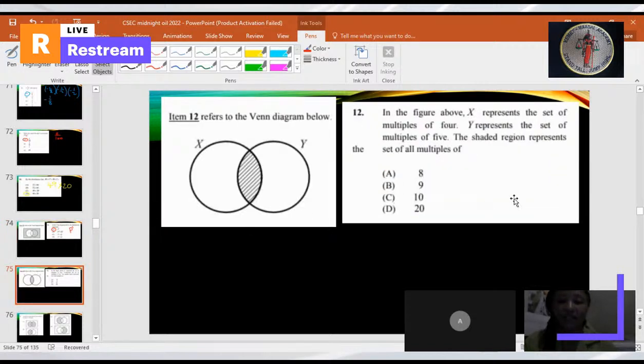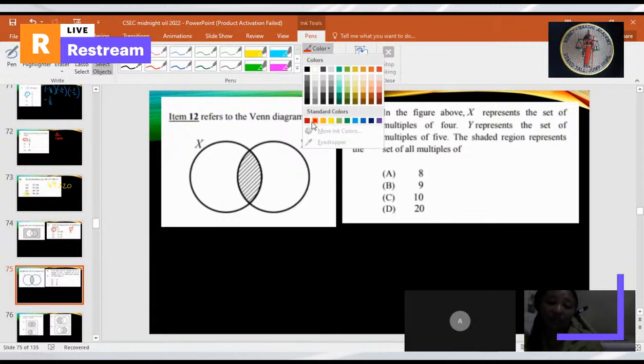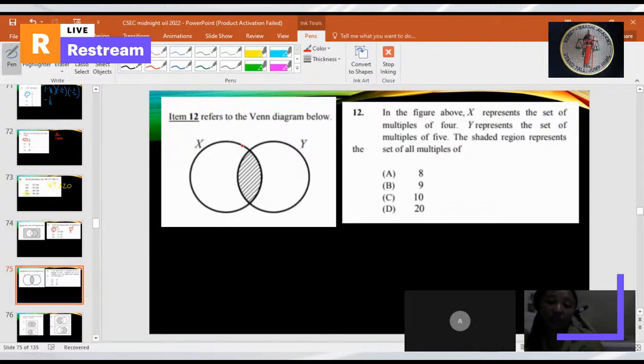Number 12, in the figure above, X represents the set of multiples of 4, and Y represents the set of multiples of 5. The shaded region represents the set of all multiples of what? All right, so where are the multiples of 4 cross the multiples of 5? Well, those would be numbers that 20 can go into, because 4 times 5 is 20. So whatever is in this region, where the numbers that 4 can go into cross over the numbers that 5 can go into, 20 can automatically go into those numbers, because 4 5s give 20.